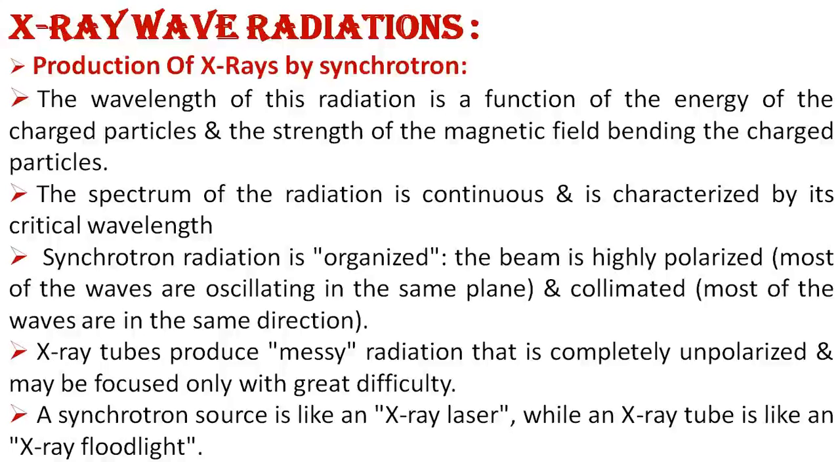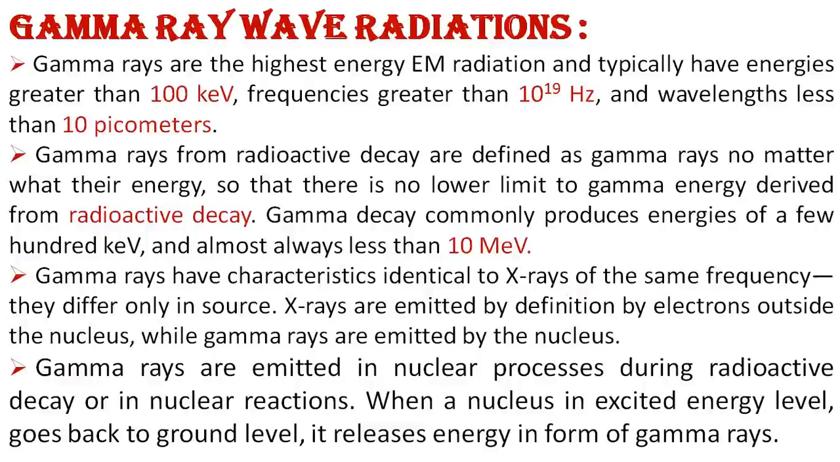Cyclotron radiation is organized. The beam is highly polarized: most of the waves are oscillating in the same way, and collimated: most of the waves are in the same direction. X-ray tubes produce messy radiation that is completely unpolarized and may be focused only with great difficulty. A cyclotron source is like an X-ray laser, while an X-ray tube is like an X-ray flashlight. Now, the next one is gamma ray waves.